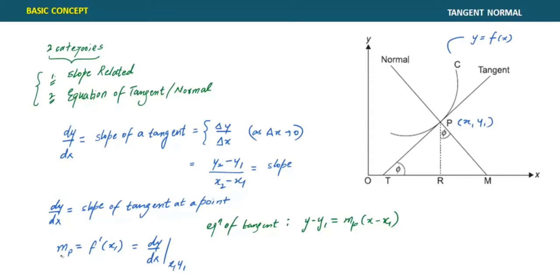If this is the slope of the tangent, then how can you find the slope of normal? The slope of normal at P would be the reciprocal of this with a minus sign. So the slope of normal at P would be nothing but minus 1 by mP. We have already done this, remember? So the equation of normal can be written very easily as y minus y1 is equal to minus 1 by mP times (x minus x1).